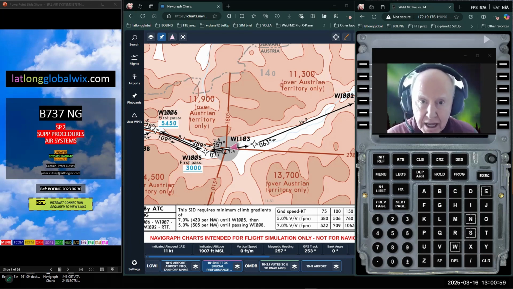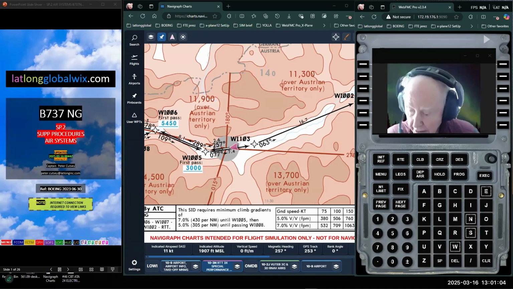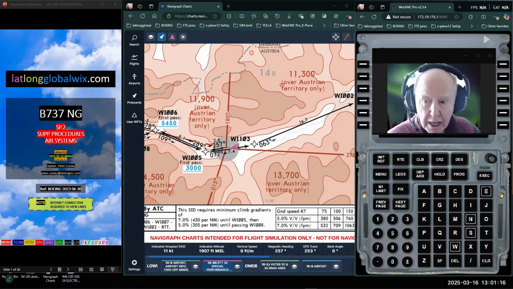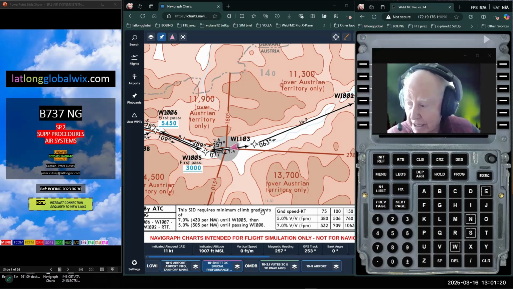The briefing today is the supplementary procedure that will allow us to have the no engine bleed takeoff. This is in supplementary procedure section 2, and that's what we're covering. We'll go over and have a look at it in a moment.